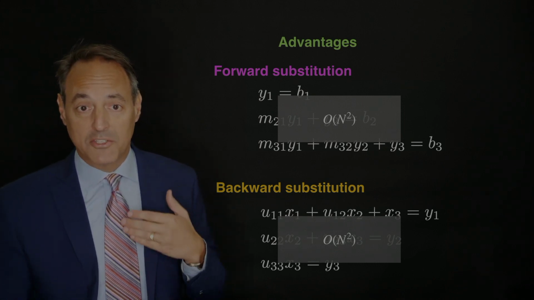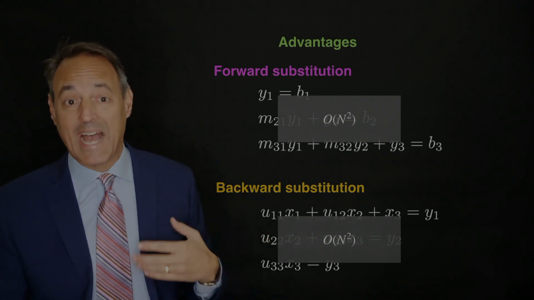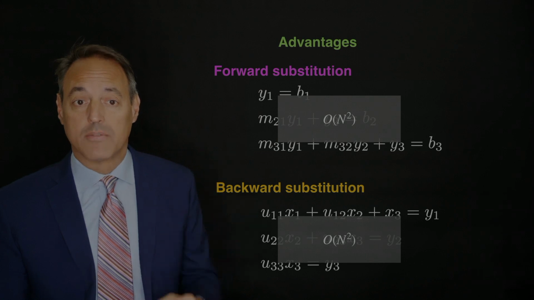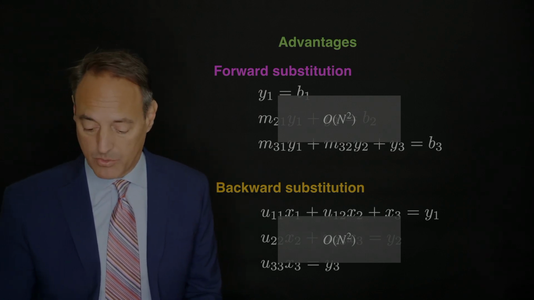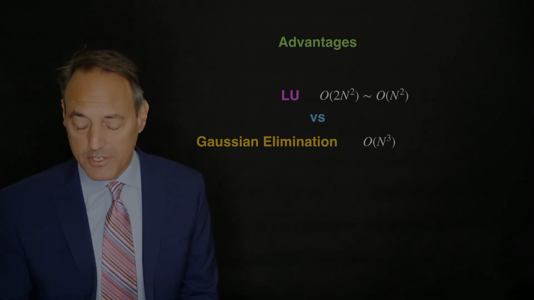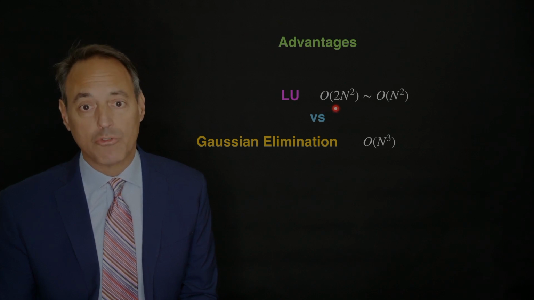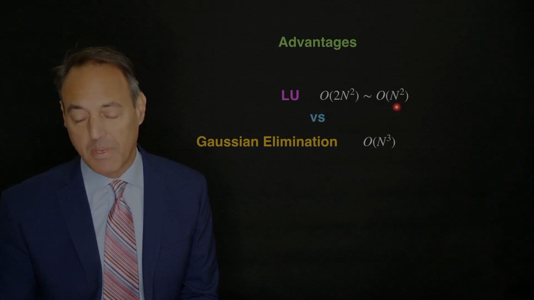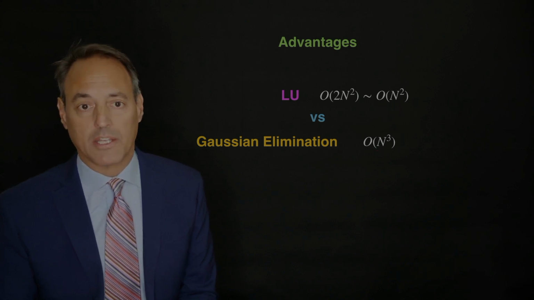Of course, this is assuming we have L and U, and we're going to talk about how we get L and U, because that is a one-time cost of order n cubed, and after that we can use it at order n squared. So really the advantages are what I just showed you in LU. You're doing two n squared operations, which is basically n squared, versus Gaussian elimination, which scales roughly like n cubed.